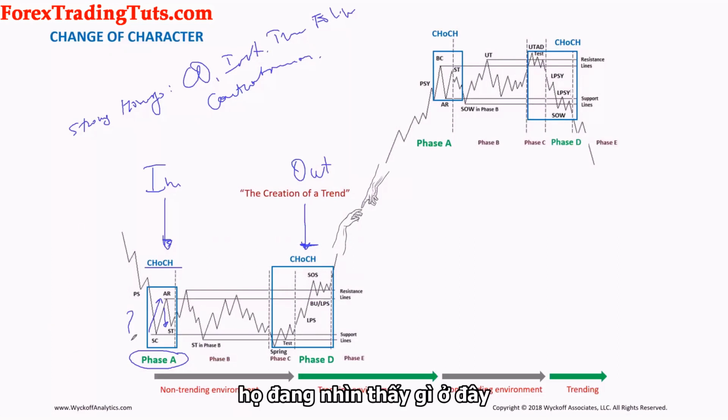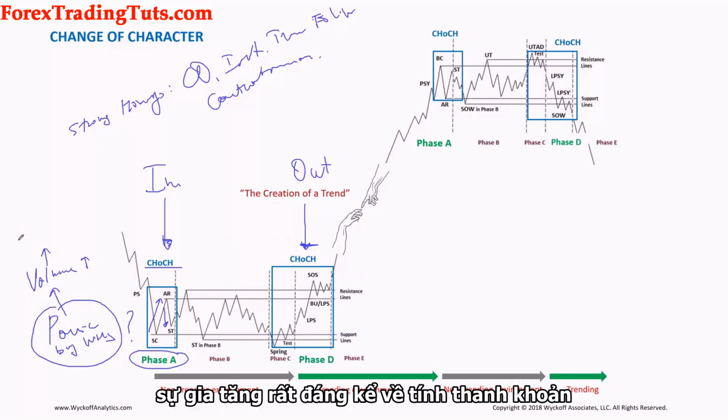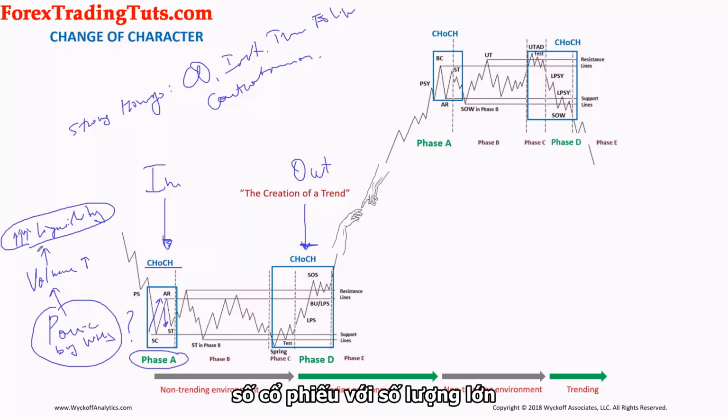What are they seeing here around the climactic action? Well, what they see is a panic by weak hands, which basically leads, on the very technical, physical level, to an increase in volume signature, and therefore a very substantial increase in liquidity. And by liquidity, I mean the availability of shares in big quantities.